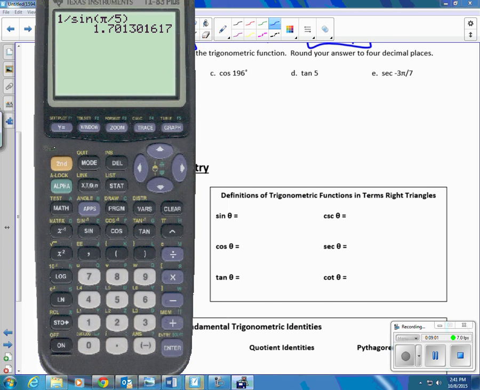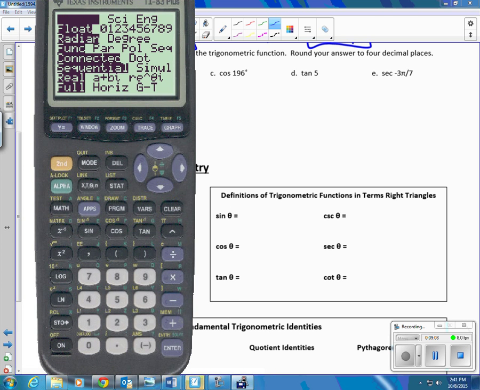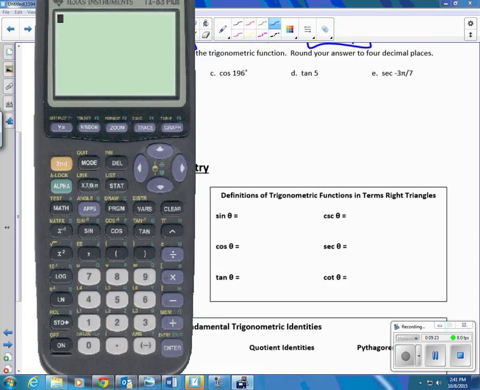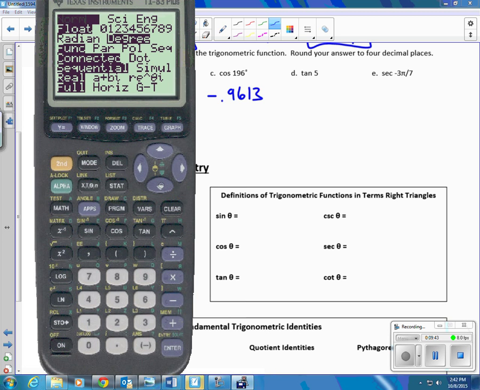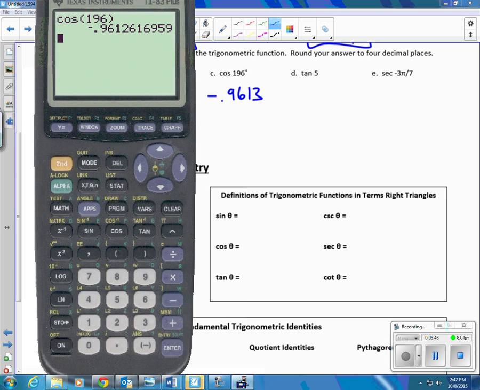Letter C, am I in degrees or radians? Degrees. So what do you have to press? Yep, you got to go over to DRG or go on down into degrees. Okay, and we press cosine of 196. Negative 0.9613. For D, am I in degrees or radians? So I press mode, I go back to radians. Tangent of 5. Negative 3.3805.